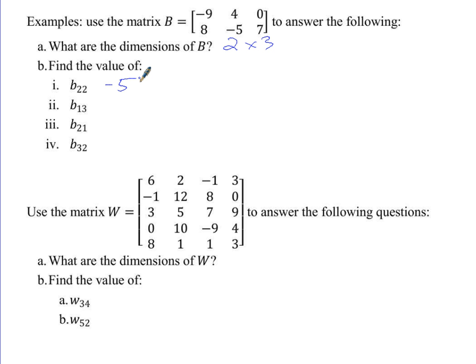b13 will be row what? 1, column 3. So row 1, column 3 gives me an answer of 0. b21 will be row 2, column 1, so the answer would be 4. And b32, what?